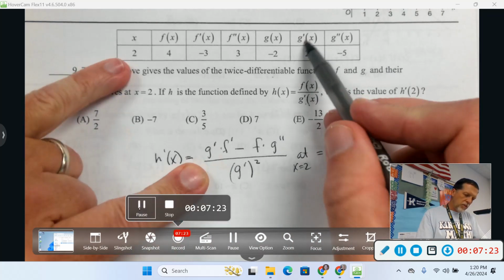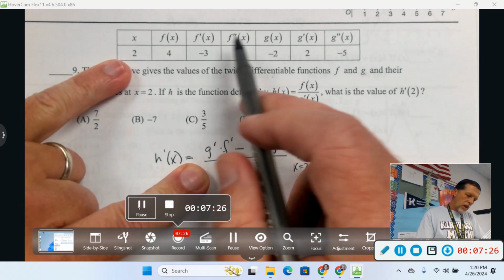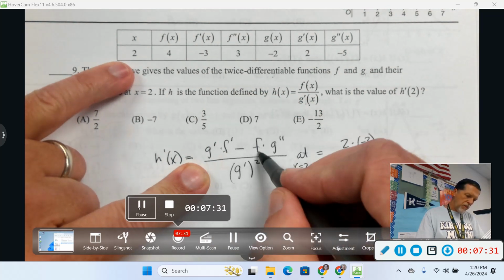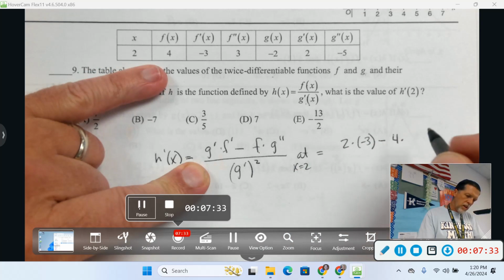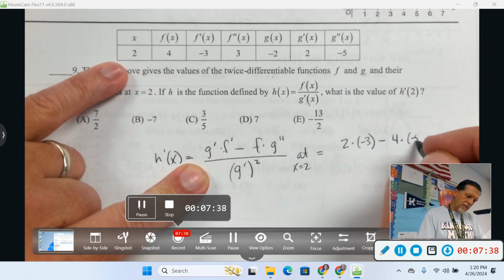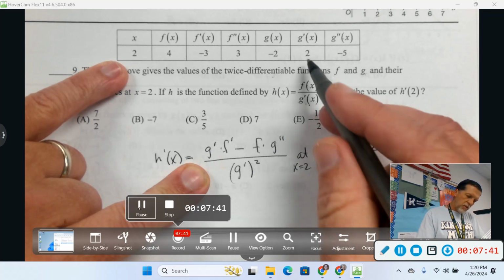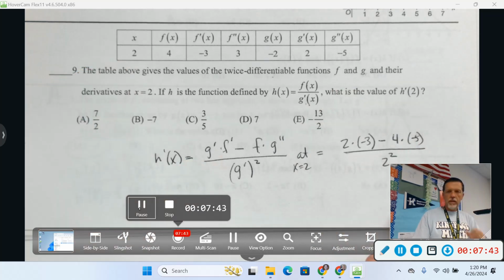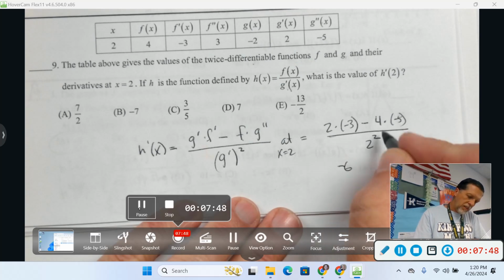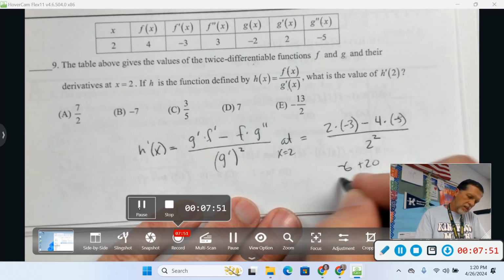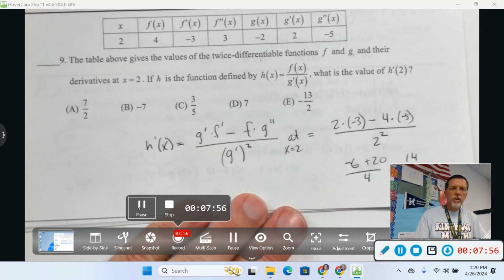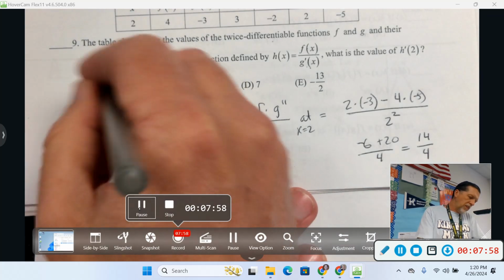G prime at 2 is 2. F prime at 2 is negative 3. F at 2 is 4. And g double prime at 2 is negative 5. G prime at 2 is 2, but we square it. So let's see, negative 6 plus 20 over 4 would be 14 over 4, also known as 7/2.